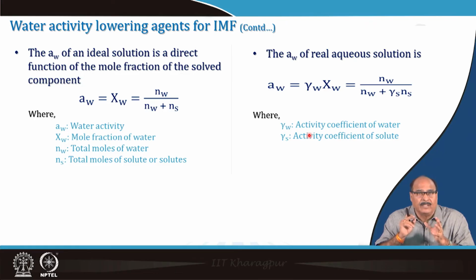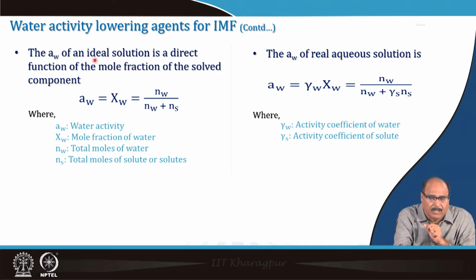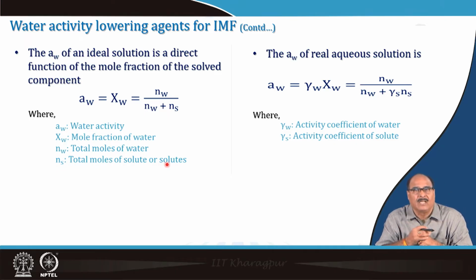Then, for a water activity lowering agent, one can calculate the amount of the additive required to get the desired water activity. The water activity of an ideal solution is a direct function of the mole fraction of the solvent component, that is, AW is equal to XW. XW is the mole fraction of the solvent water, which equals NW divided by NW plus NS, where NW is the total moles of water and NS is the total moles of solute or solutes.